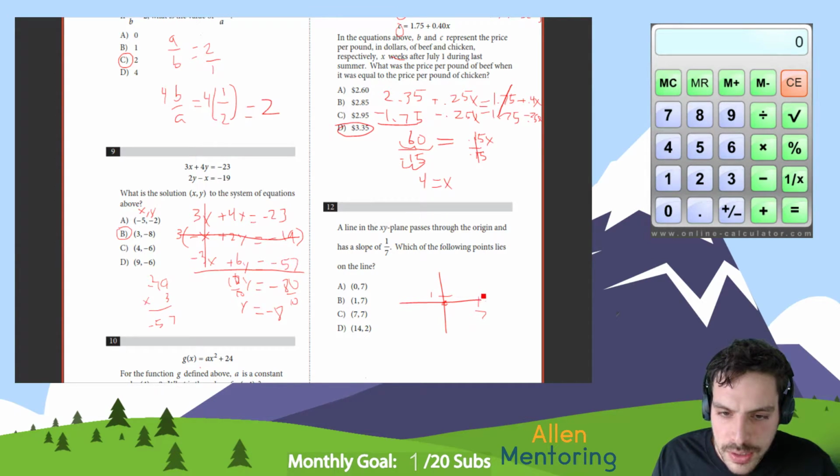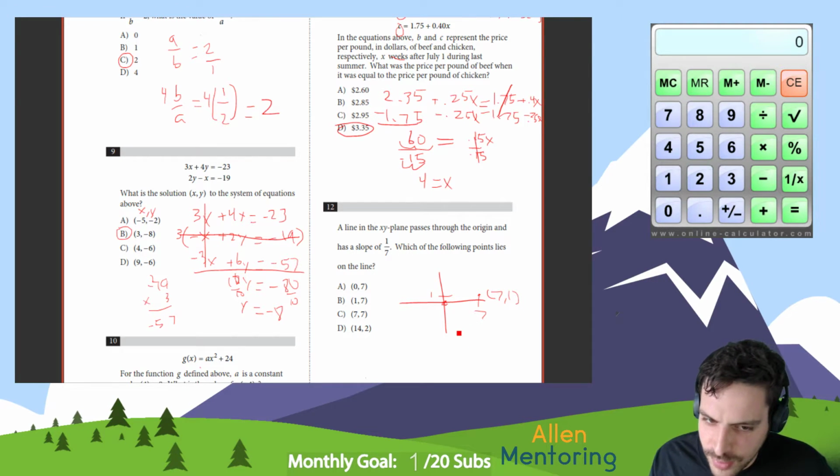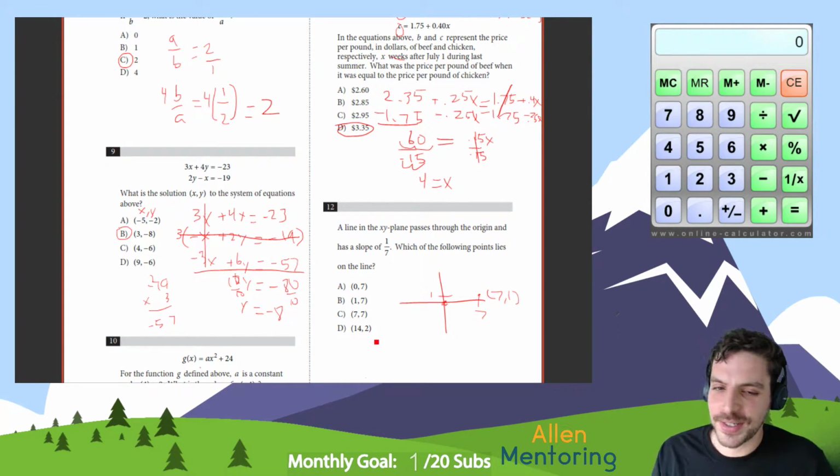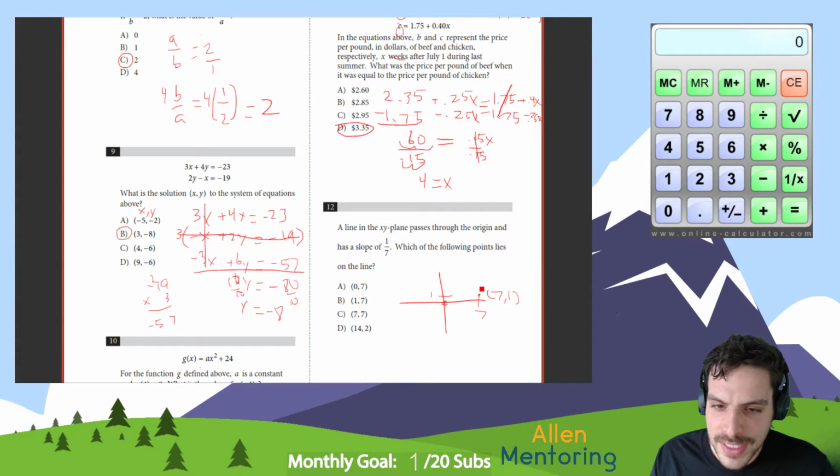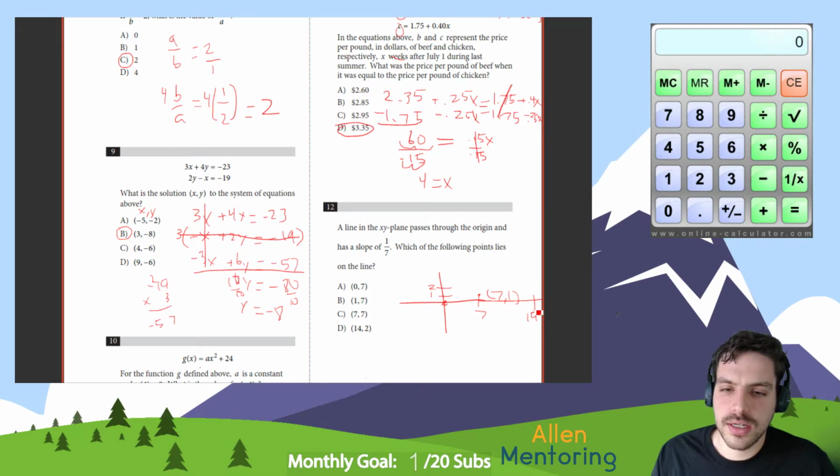So the next point would be 7, comma, 1. Oh man, I really thought that was going to be an answer. Okay, we see 7, 1 is not an answer. But if we rise another 1 up here, so we're rising another 1 and running another 7, it rises 1 and runs over 7 because the slope is 1/7. So the next point would be at 14, and it's going to rise up to 14, comma, 2.